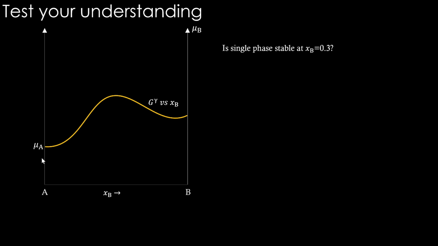Right. So we said we will understand the implications of these different shapes of the curves. Now you try to test your understanding. If we have this kind of curve for a phase, let's say gamma phase versus composition is like this, is single phase stable at XB equal to 0.3? So XB 0.3 is somewhere here. At that temperature, is single phase gamma stable? That is the question. Okay, think about that. How will you proceed with this? Stop, think about it. Once you are ready with the answers, then play.